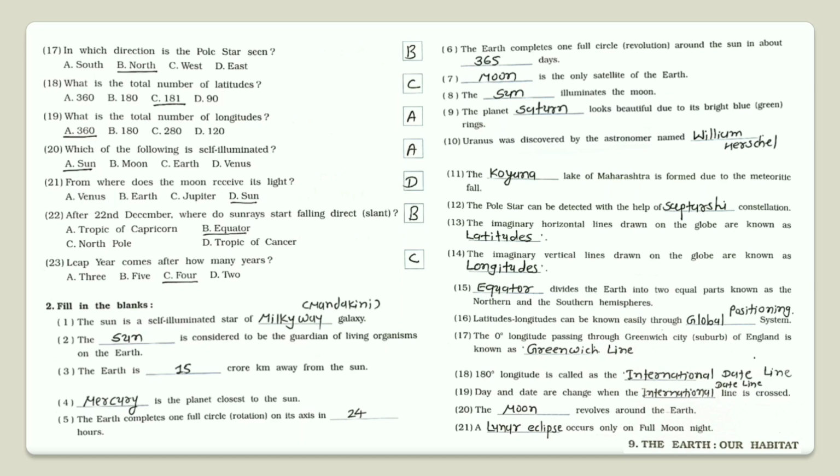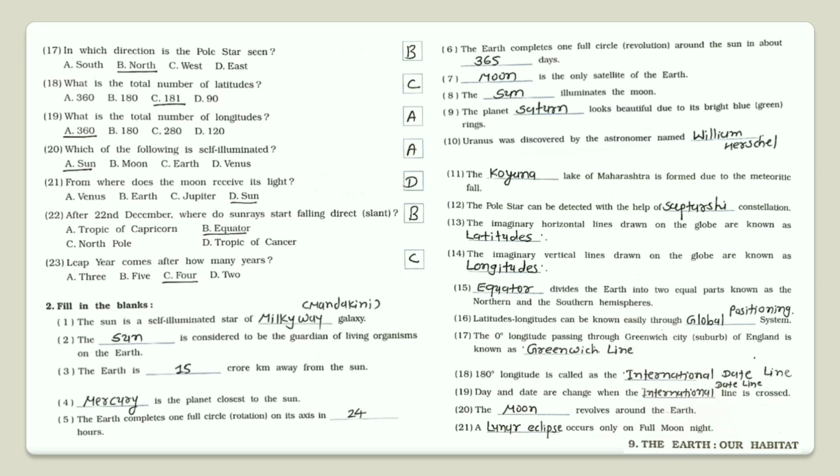Twenty-first number: from where does the Moon receive its light? So D, Sun. Twenty-second number: after 22nd December, where do Sun rays start falling direct? So B, Equator. Twenty-third number: a leap year comes after how many years? So C, 4. Okay. Question number 2, fill in the blanks.